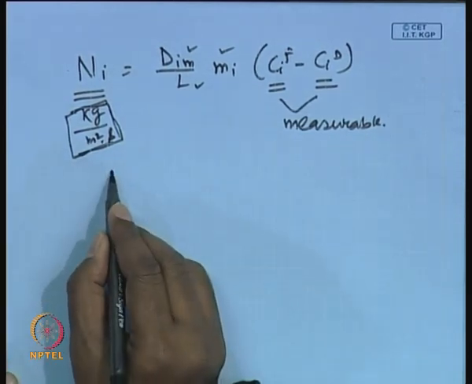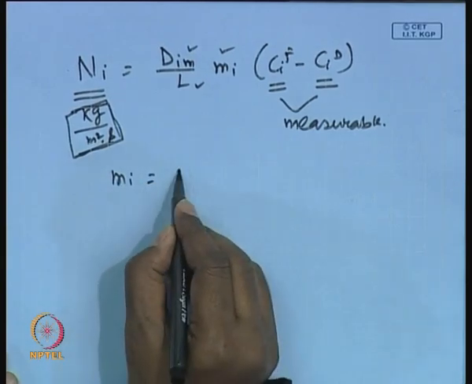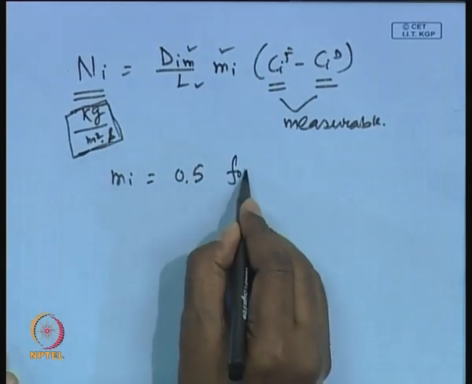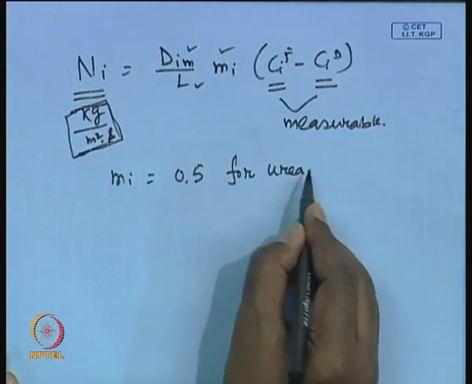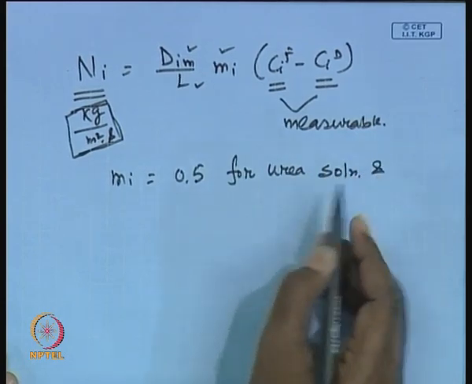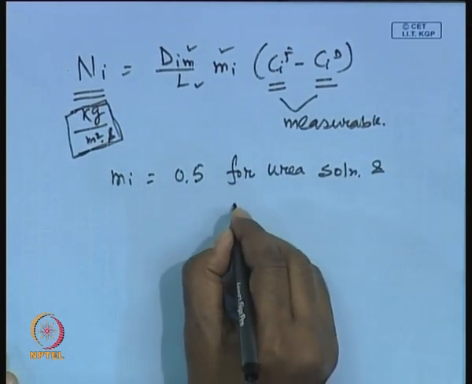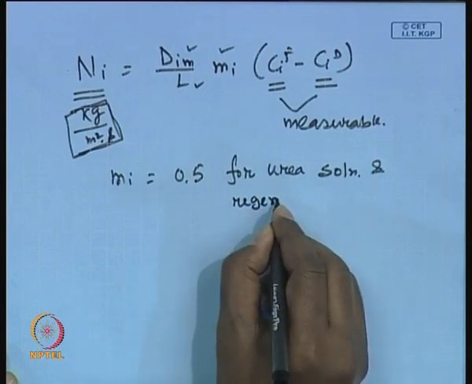The value of Mi is 0.5 for urea solution and regenerated cellulose.